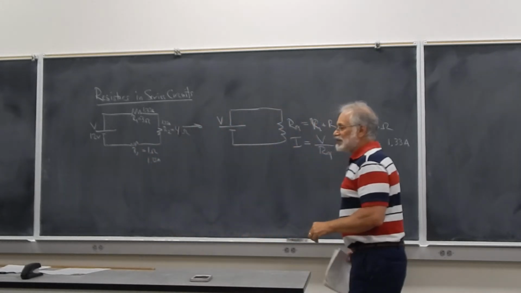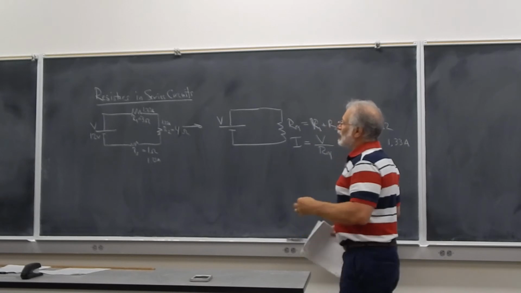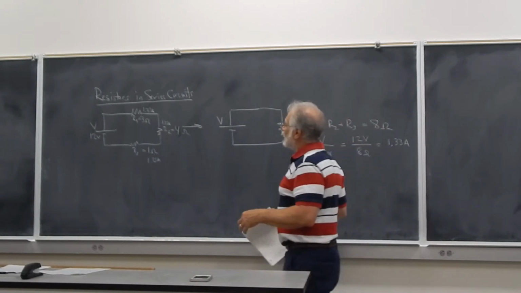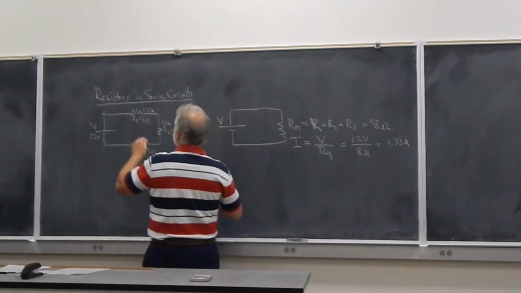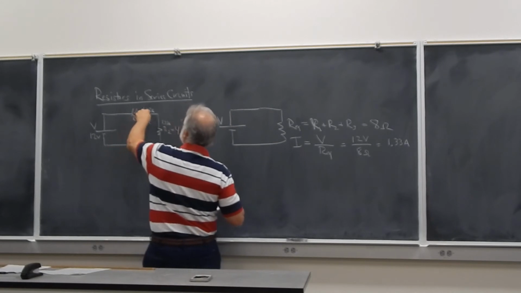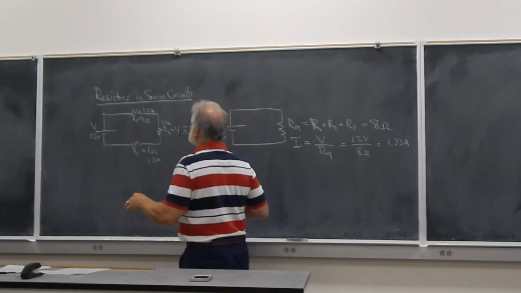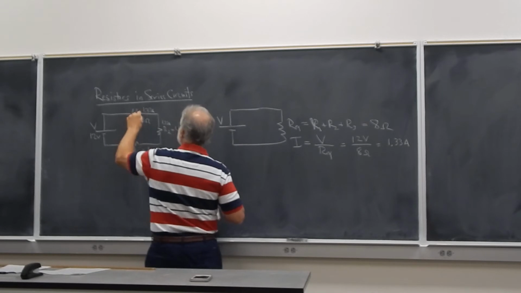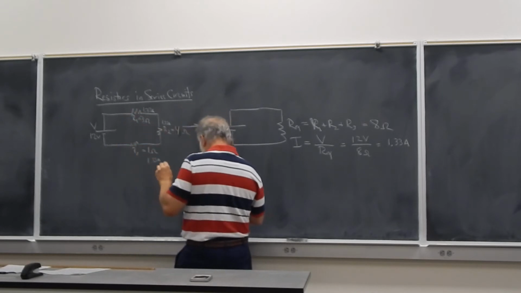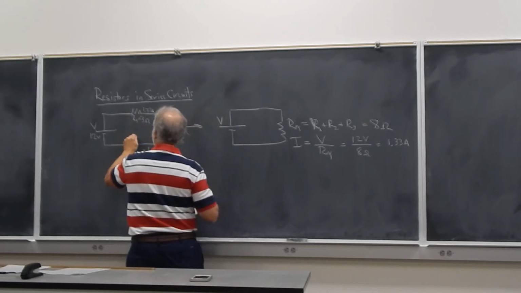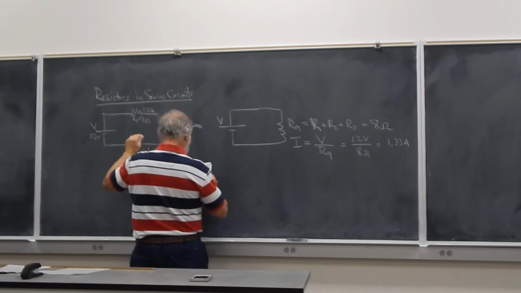To find the voltage across each resistor, we would apply Ohm's law, V equals IR. In each case I can multiply the resistance times the current. That would give me the voltage drop across this resistor, and then for this and for this as well. This would be, of course, 1.33 volts.